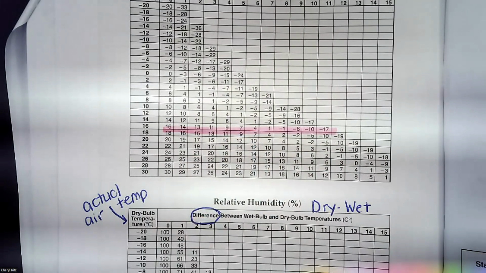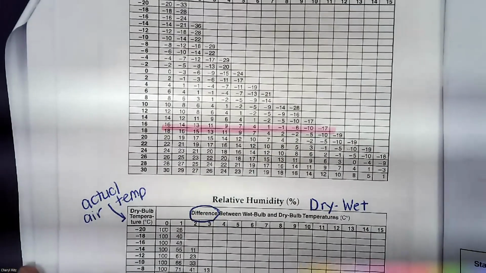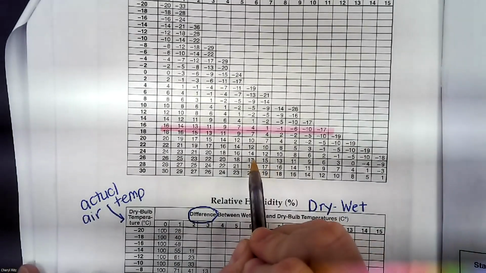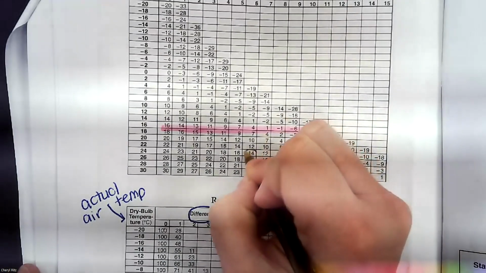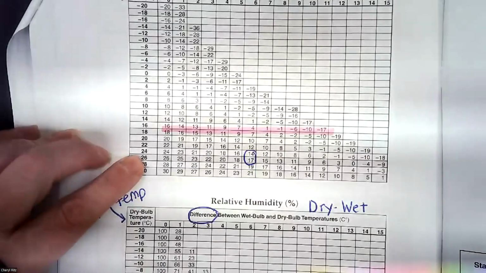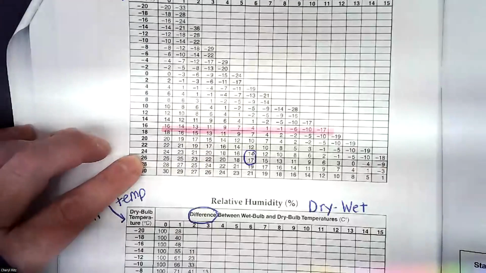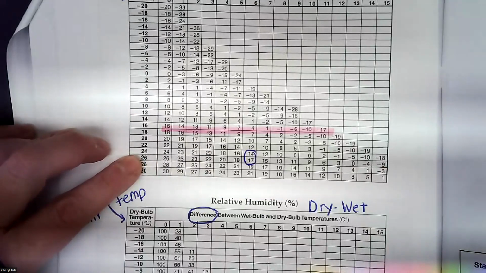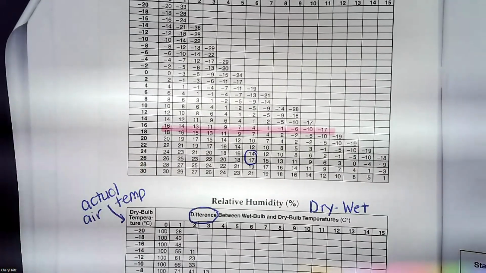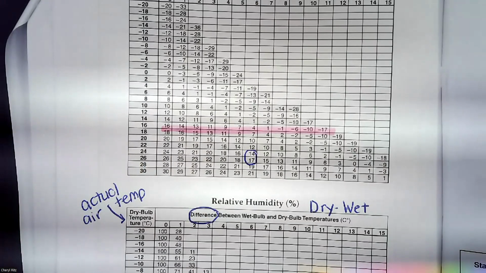But what if we get one that's slightly bigger of a difference? Like, how about this one? If we were trying to find 25 as a dry bulb and a difference of 6, how do we figure out that one? What's halfway between 14 and 17? I see some wheels turning.